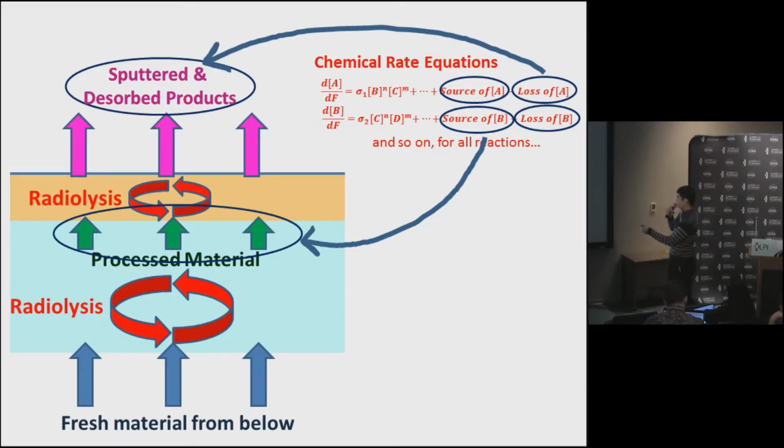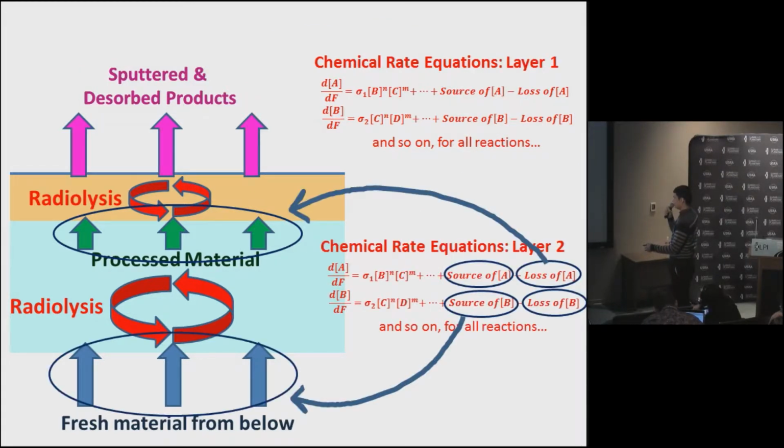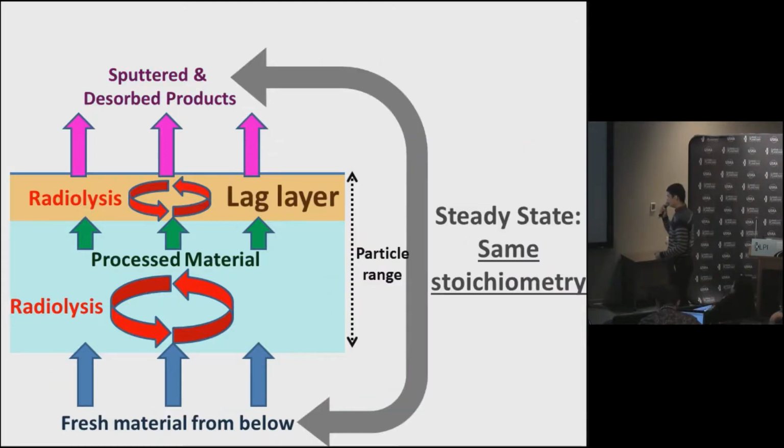So you want to understand this process, but then also you want to know what these loss rates are, because that's your ejection rate into the atmosphere. That's what feeds the atmosphere and helps to determine the atmospheric composition. And then you have an analogous set of rate equations for this lower layer here. You have the source of fresh material into the layer from below, and the loss of material from this layer into the surface layer.